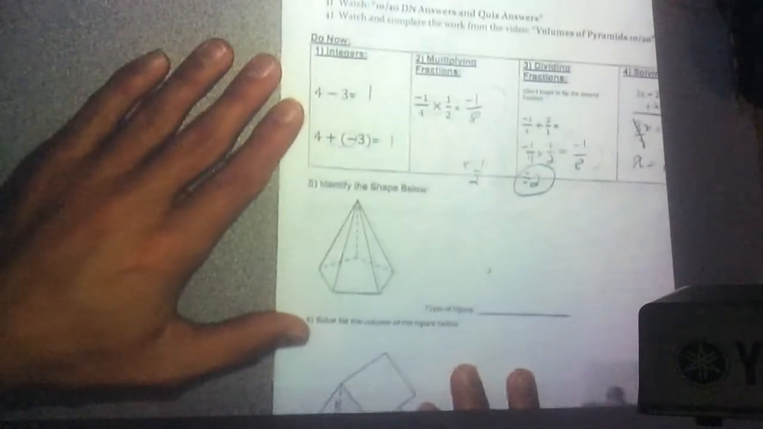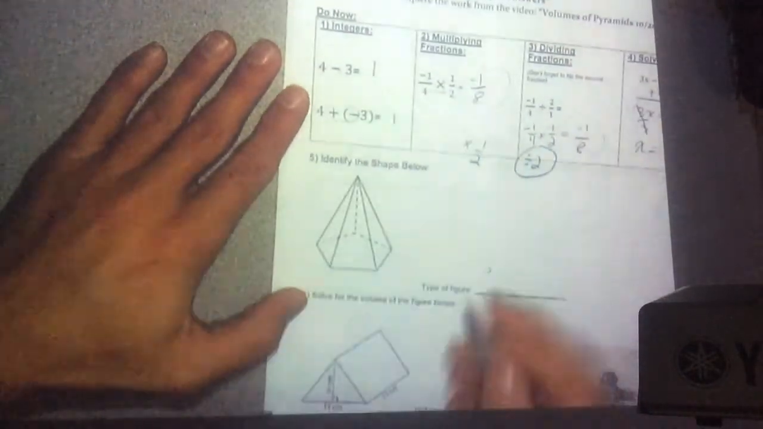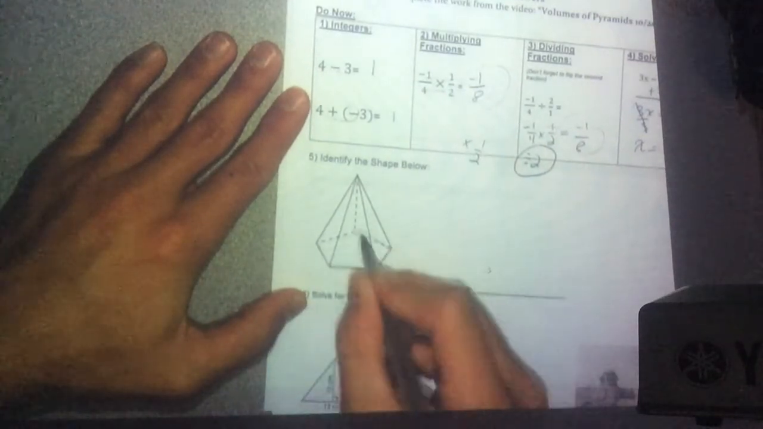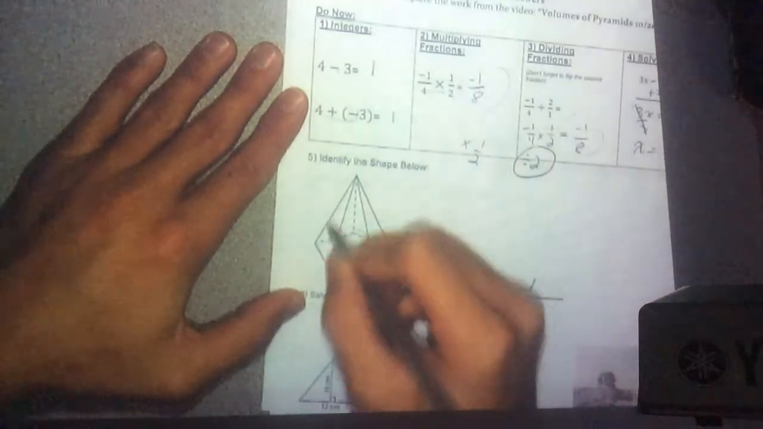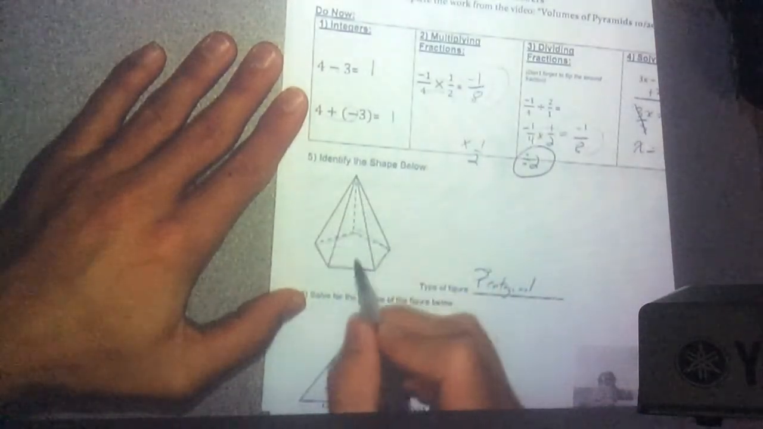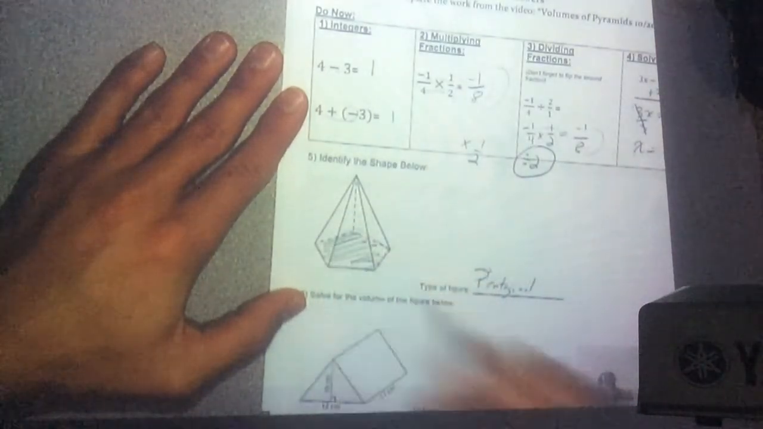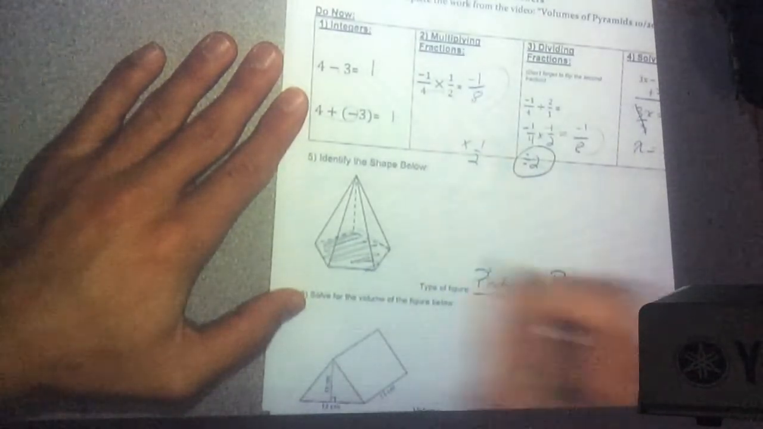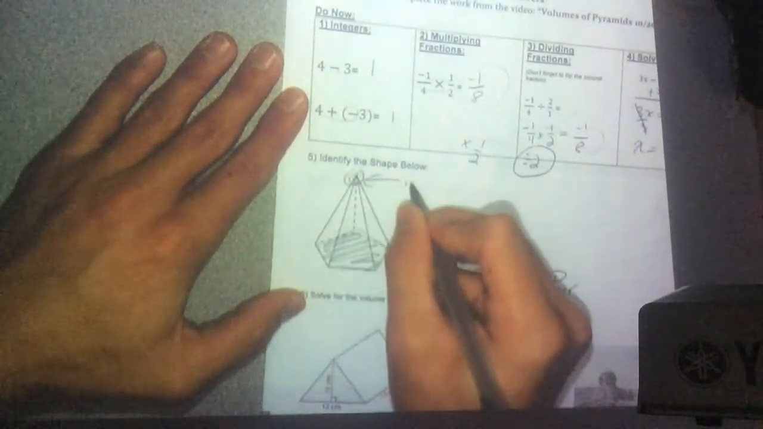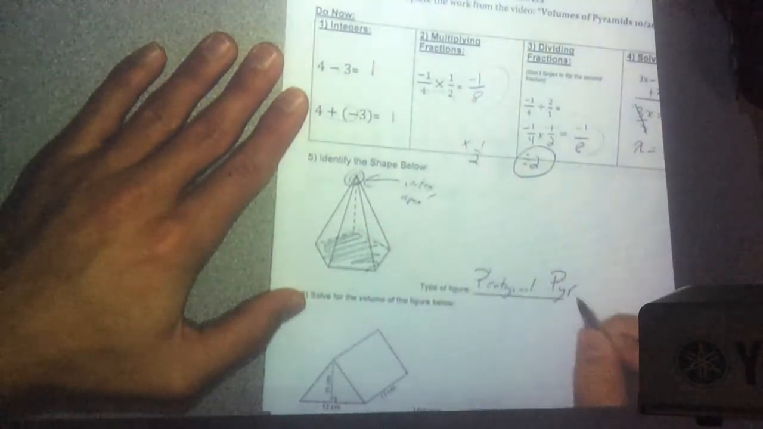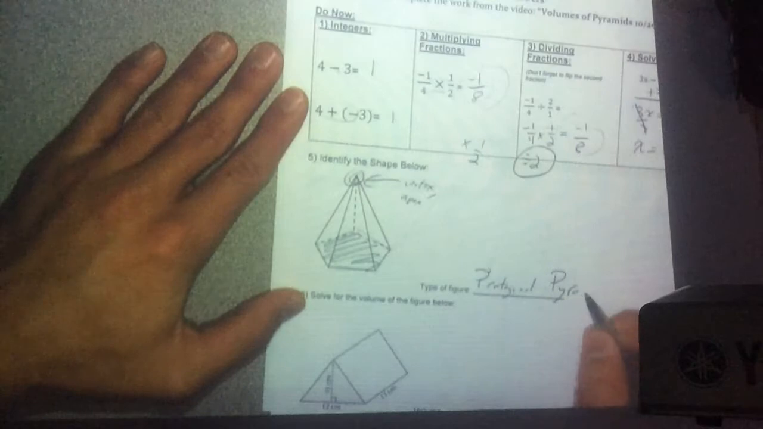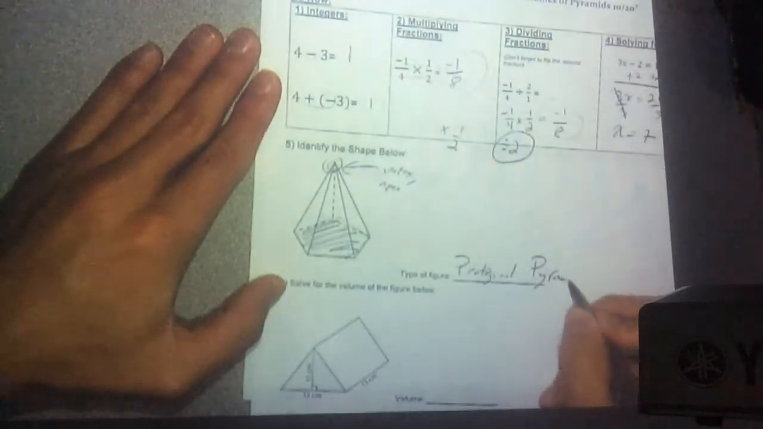This is just identification right here. It is a pentagonal shape, with 1, 2, 3, 4, 5 sides. And I notice that there aren't rectangles in between the two bases. Here is the base of it though. So it's going to be a pyramid. They all meet at one vertex, which is also this one called the apex. So it's a pentagonal pyramid.